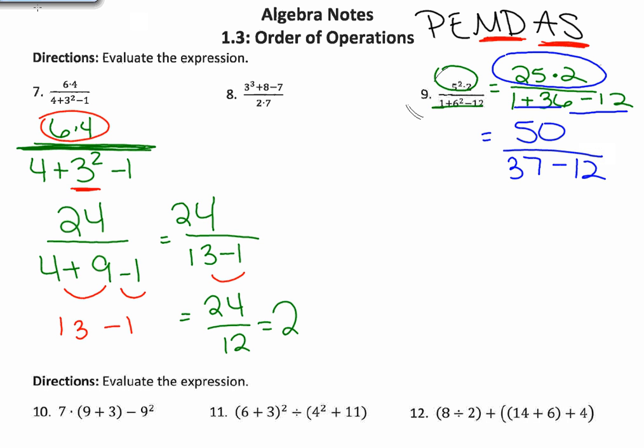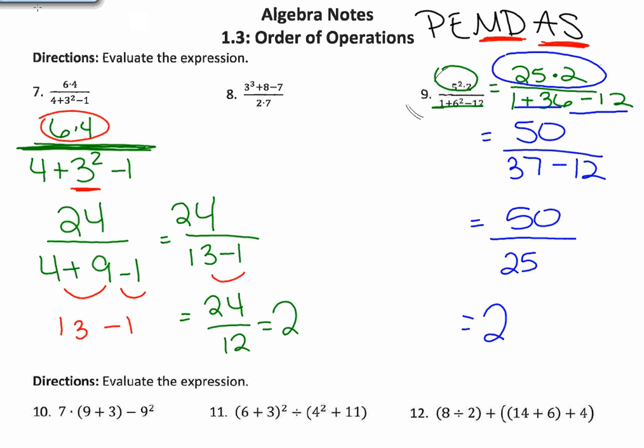I haven't done anything with the 12. I'm just going to write it down. Again, don't do more than one step at a time. That's how you get messed up. Okay. So we continue. My top is simplified, so I'm going to leave it as it is. However, for my bottom, I need to do that subtraction. So 37 minus 12. If I put that in the calculator, I get 25. And now that I'm at this point, I have just a fraction that can be simplified. So 50 divided by 25, how many times does 25 go into 50? The answer is 2.